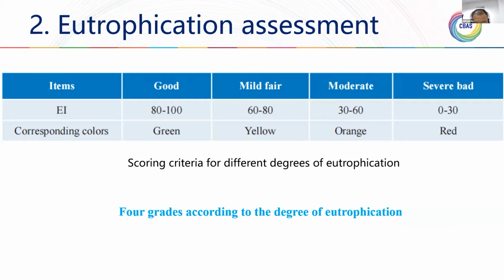The eutrophication indicator established in this case is composed of the index corresponding to inorganic nitrogen, inorganic phosphorus, and dissolved oxygen, and is divided into 4 grades according to the degree of eutrophication, corresponding to different colors. So if the score is between 80 to 100, the color is green.